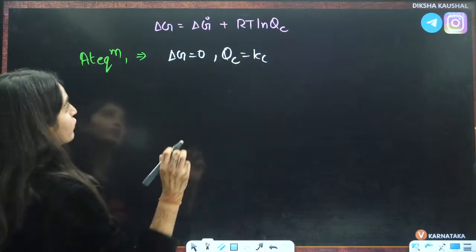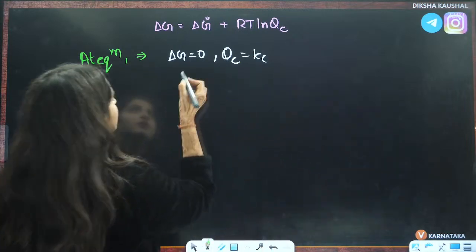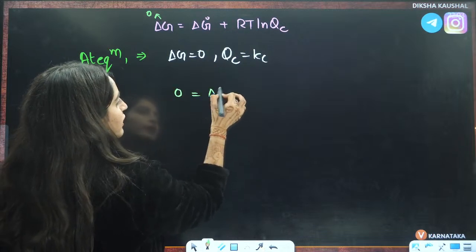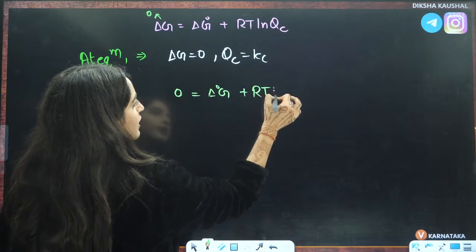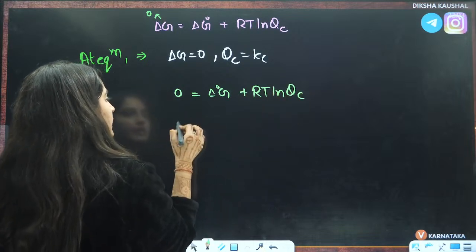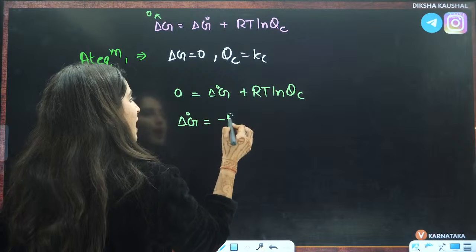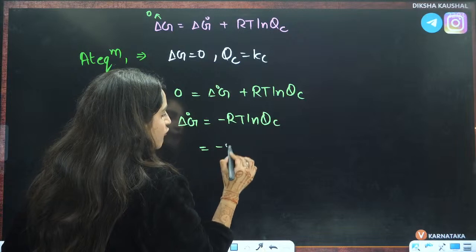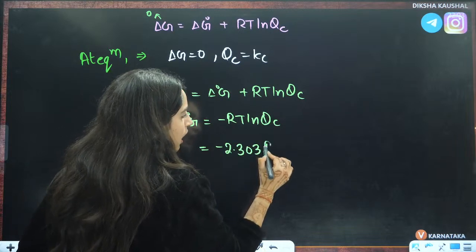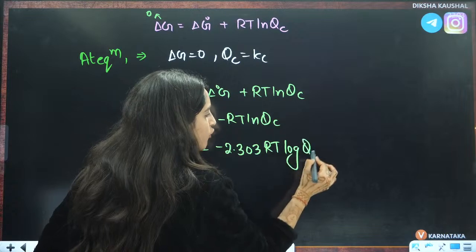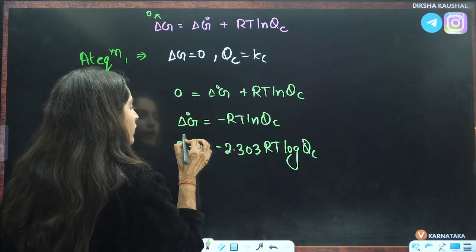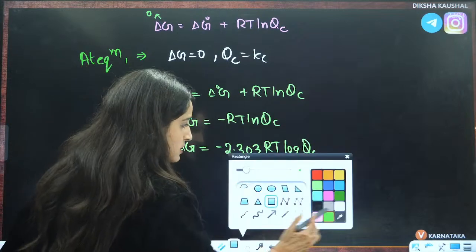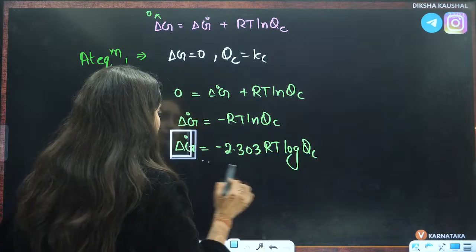Now just put this value here. Then 0 equals delta G naught plus RT ln of QC. Then this will become delta G naught equals minus RT ln of QC. Then this will become minus 2.303 RT log base 10 of QC. This will become your delta G naught. This is the formula that you are going to use for numericals.